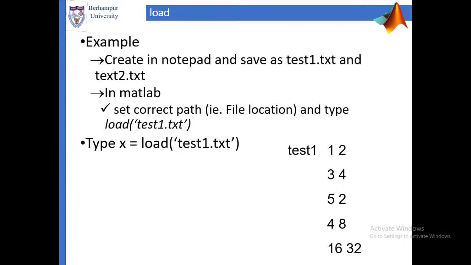So create a file in Notepad or in a document format, using Microsoft Word. So either use Microsoft Word or use a text file, .txt. Use Notepad or Microsoft Word to create a text file, not a doc file. First create a text file in Notepad and save it as test1.txt and test2.txt. So we are creating two test files.